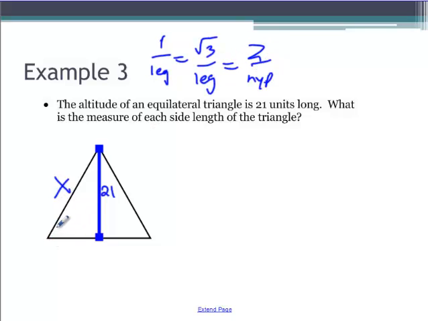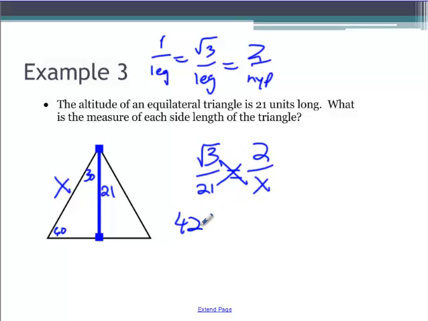Now, because it's equilateral, this angle down here is my 60-degree angle, and up here is my 30. So 21 is across from 60, and x is my hypotenuse. When I cross multiply, 42 equals square root of 3x. Divide, x is 42 over the square root of 3.